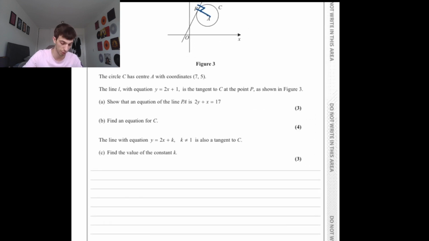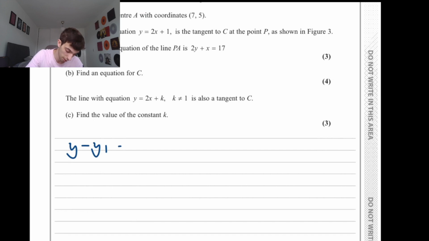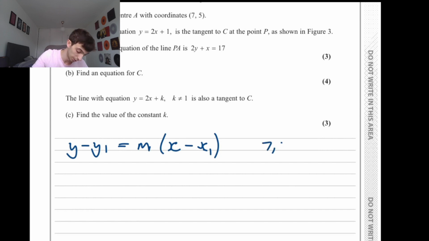So we're trying to find the straight line equation. We know our formula for the straight line equation is y minus y1 equals m multiplied by x minus x1. So what do we know? We know the line PA is going to go through the center, which has coordinates at point A of 7, 5. So we already have x1 and y1.